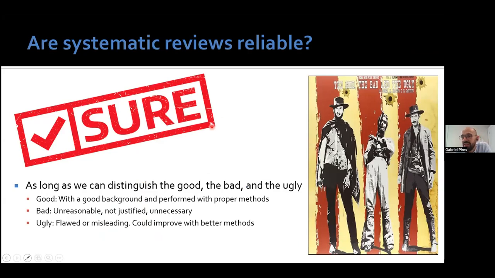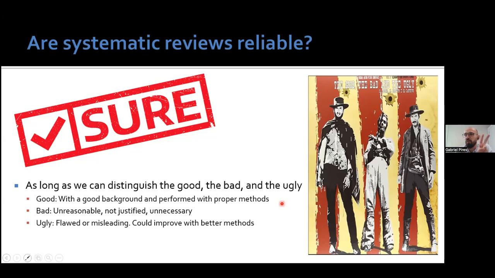Sure, we can say, provided that we can distinguish the good systematic reviews, the bad systematic reviews, and the ugly systematic reviews. Which are the good ones? Those that are performed with a good background and with the proper methods. You might recall one of the most traditional recommendations: you have to have at least 2 people on a systematic review project. One has to be a systematic review specialist. The second has to be someone who has experience in the field being reviewed. And this team makes the perfect team.